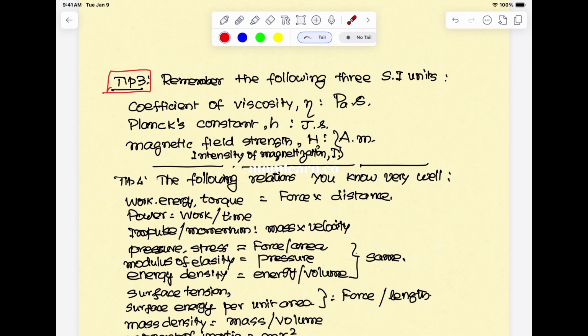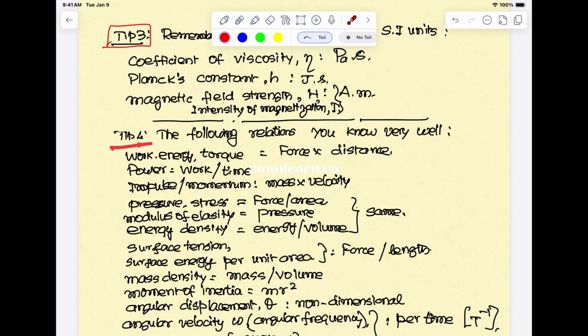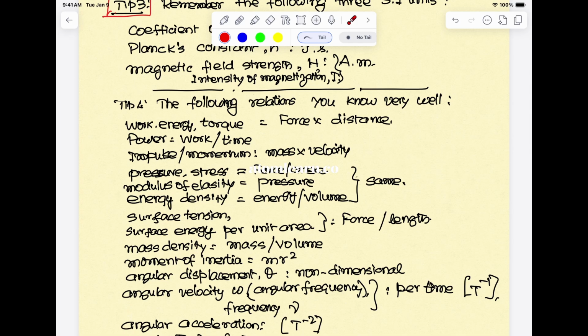Then you go to tip number 3. What I said is only 3 quantities, or let's say 4 quantities. You must remember the SI units, which is very easy because you are always coming across them. Then we go to tip number 4. Now in this tip number 4, you know the relations.